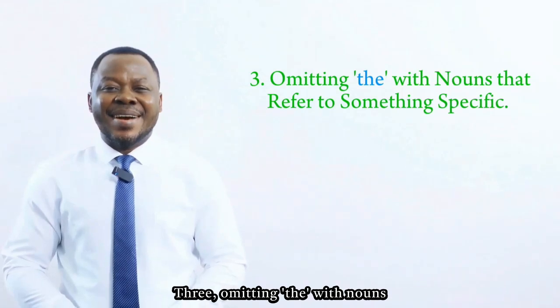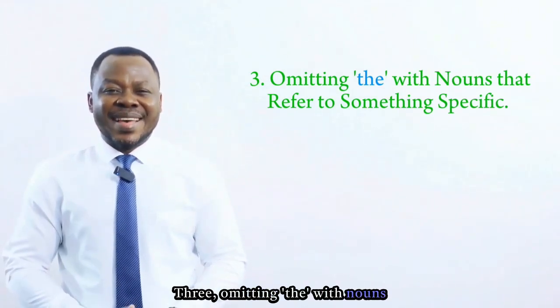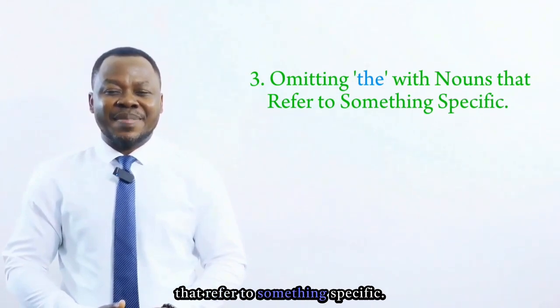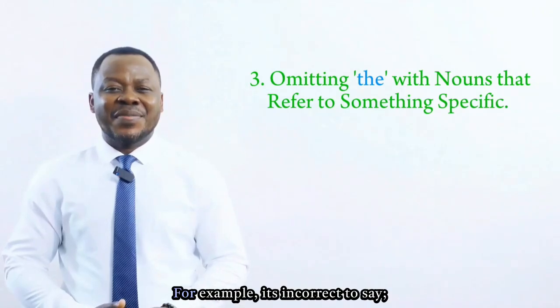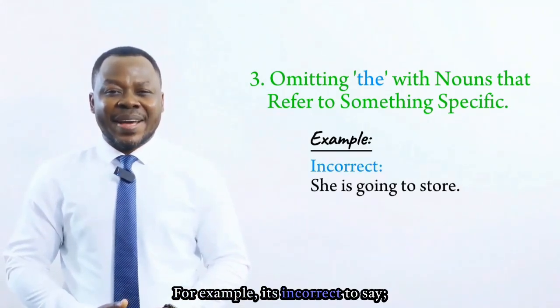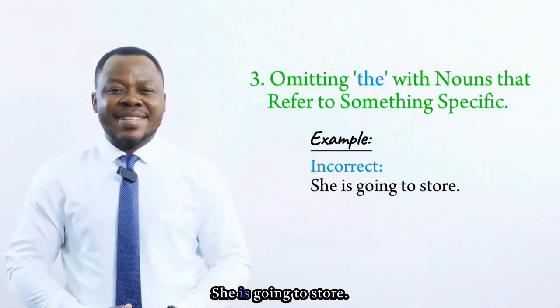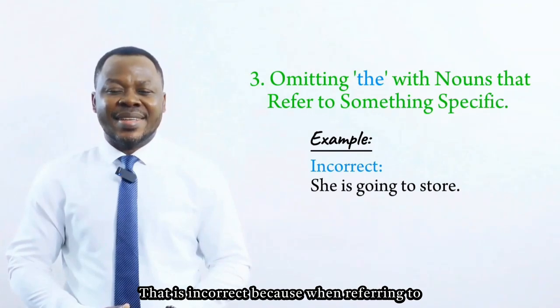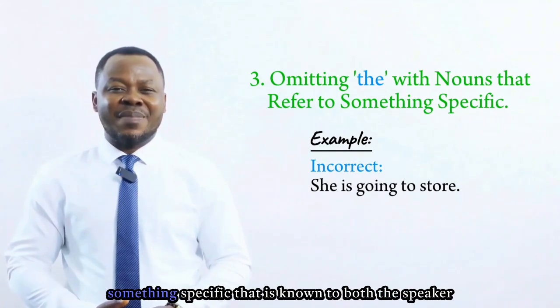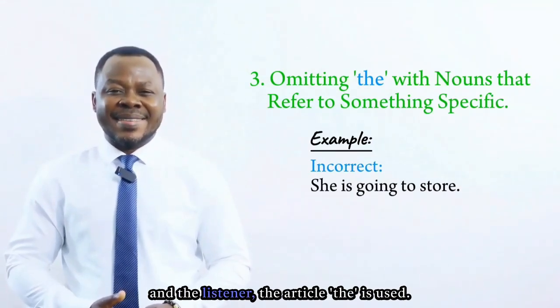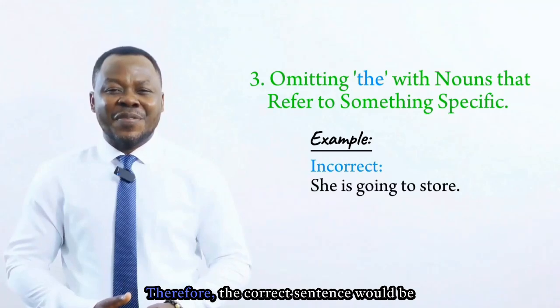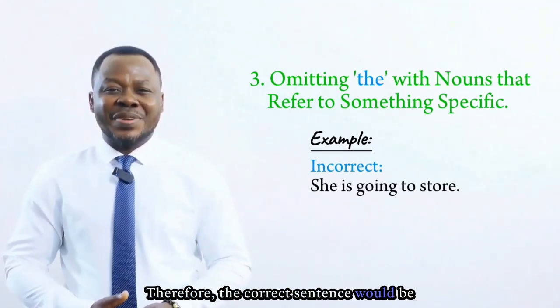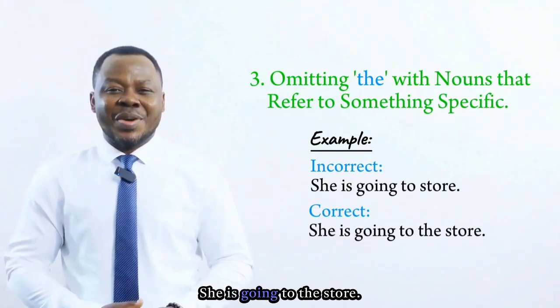3. Omitting the with nouns that refer to something specific. For example, it's incorrect to say, she is going to store. That is incorrect because when referring to something specific that is known to both the speaker and the listener, the article the is used. Therefore, the correct sentence would be, she is going to the store.